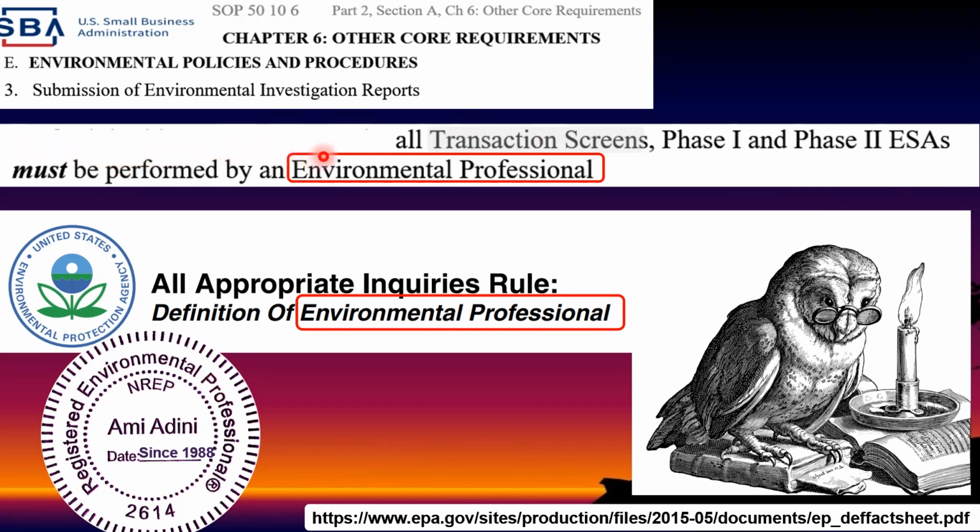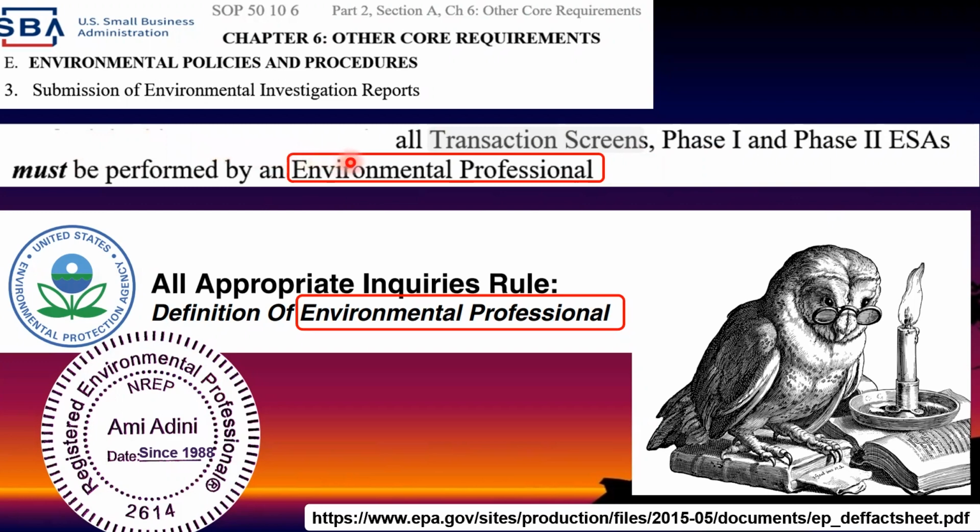by an environmental professional. So all of these procedures, these investigations that SBA requires, and by the way, transaction screen is seldom done today, very seldom. Most of the investigations start with the Phase 1 environmental site assessment, and as needed, they move to the Phase 2. But most of them start with the Phase 1 environmental site assessment, and these must be done, bold letters, must be performed by an environmental professional.